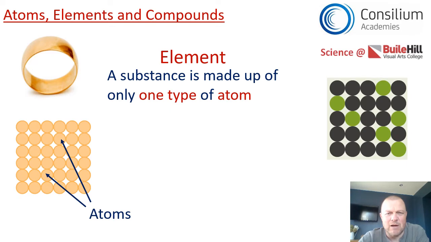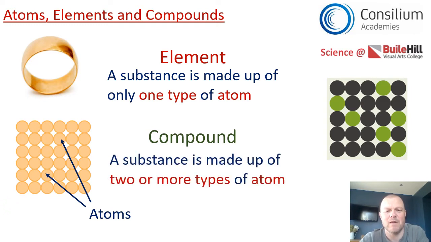Now the picture that's just appeared on the screen looks very similar to the one for gold, but you can see this time we've got two distinct colours. So we've got two distinct types of atom. We've got those grey atoms and we've got those green atoms. So therefore that is a diagram of a compound, and a compound's definition could be given as a substance that is made up of two or more types of atom. So before we move on, if we look at the diagrams again, the one on the left of gold is an element because it's made up of only one type of atom, whereas the one on the right, although it looks similar, is actually a compound because it's made up of two different types of atom.